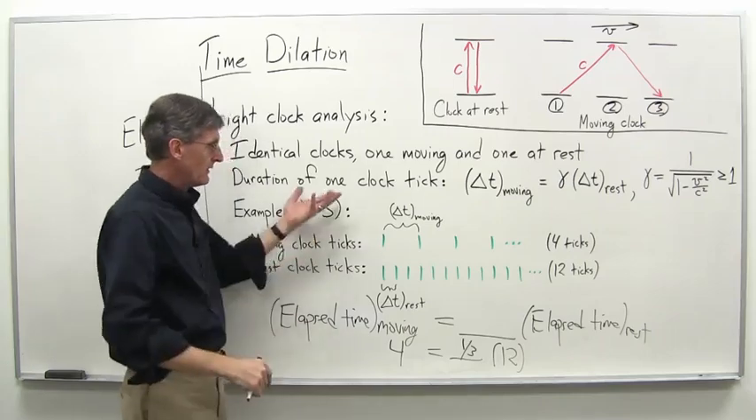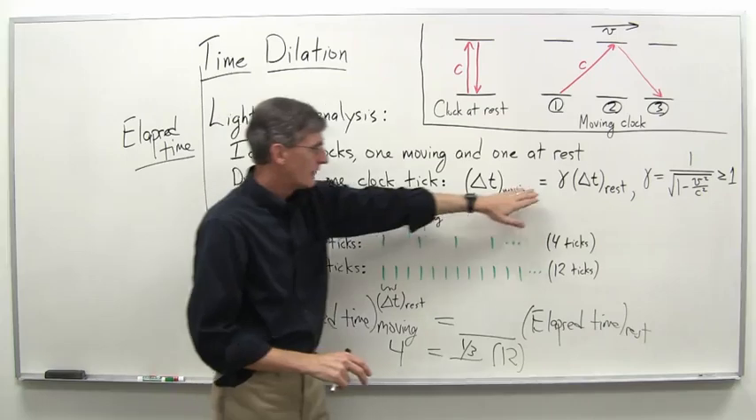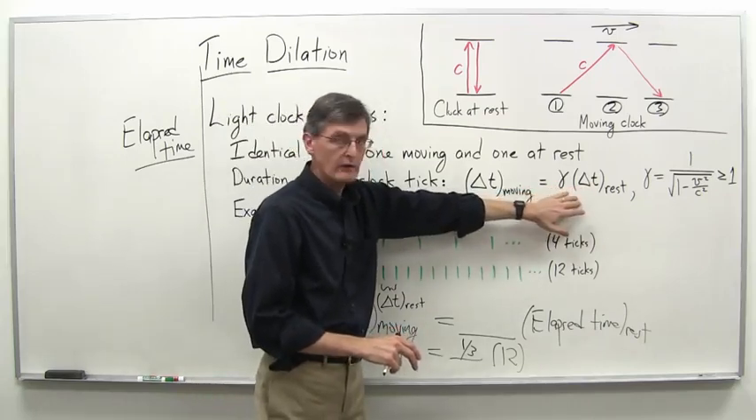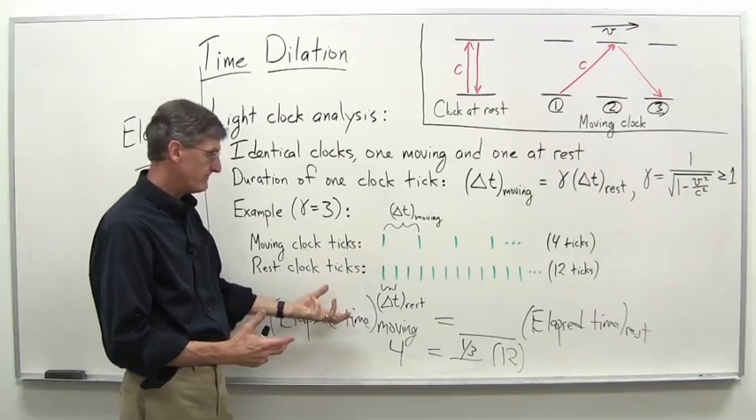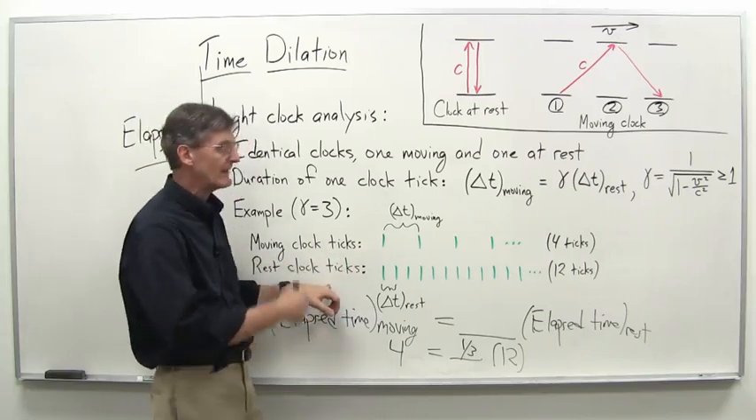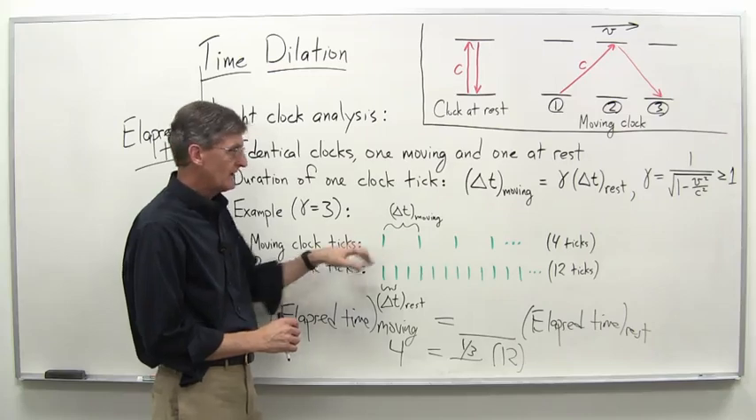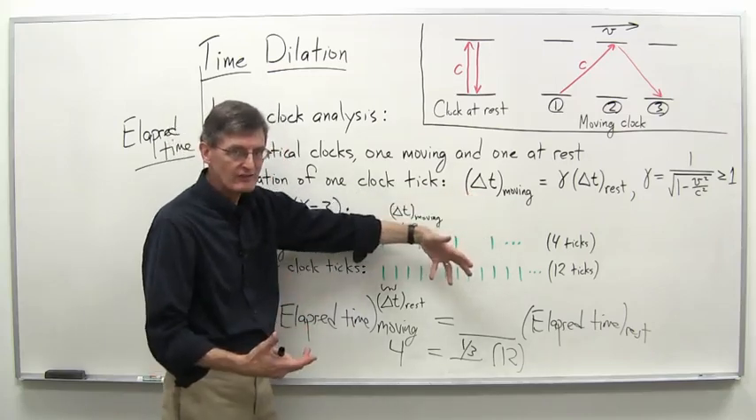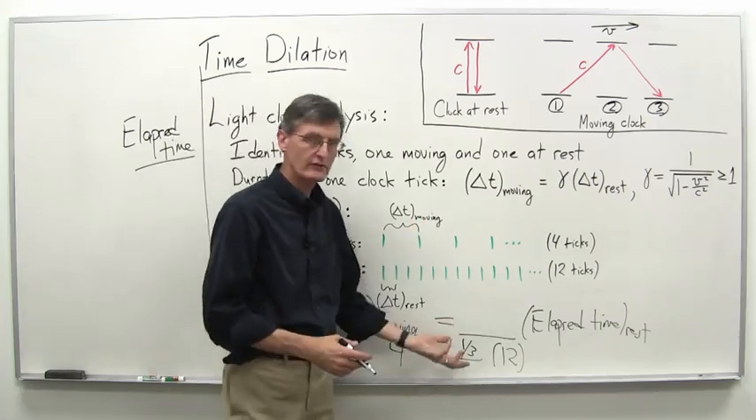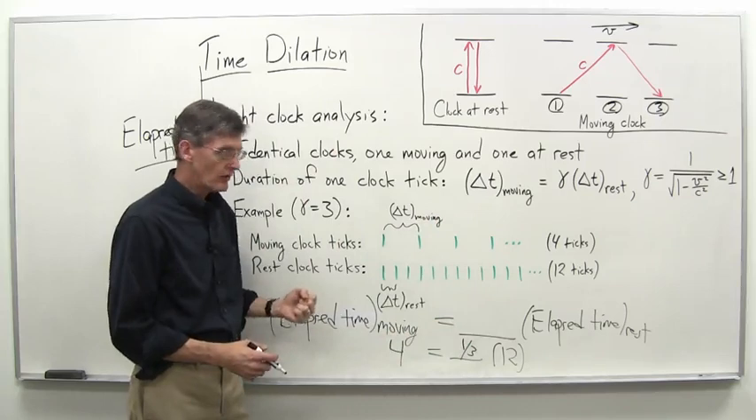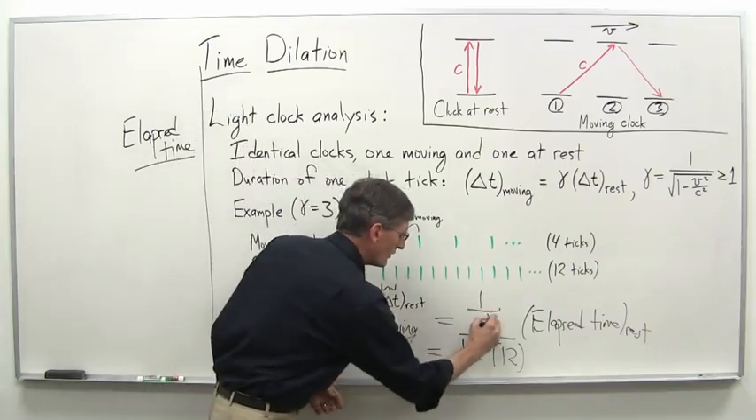Okay? You see that again? The duration of each tick for the moving clock, as Bob observes it going by, is longer than 1 tick on the rest clock by a factor of gamma. In this case, gamma equals 3. But that means the elapsed time of the rest clock is greater than the elapsed time on the moving clock. Okay? Moving clock ticks are longer in duration. That means there are fewer of them. Therefore, you flip it around, elapsed time is going to be greater. You're going to get more ticks on the rest clock for the number of ticks on the moving clock. And so this factor right here is 1 over gamma.